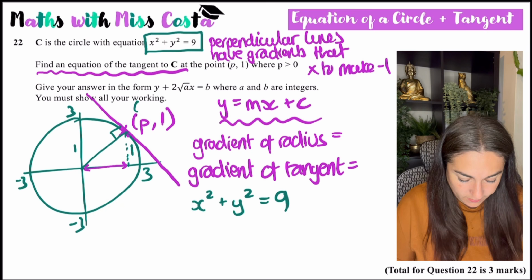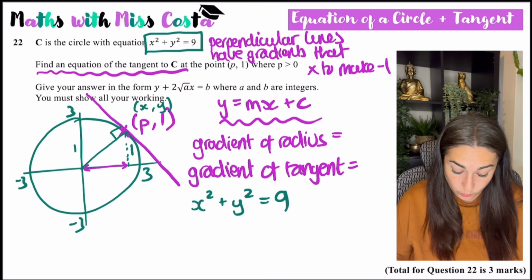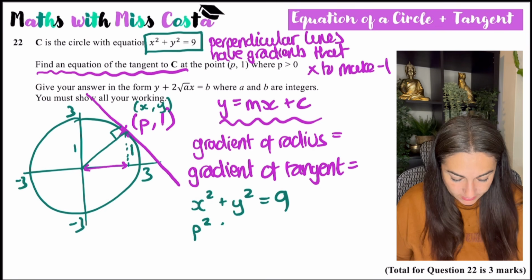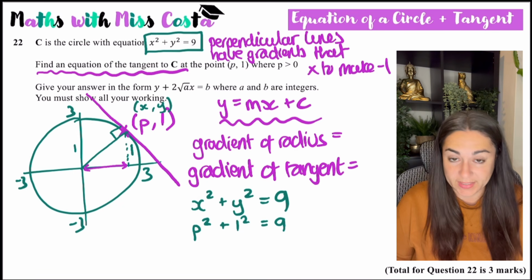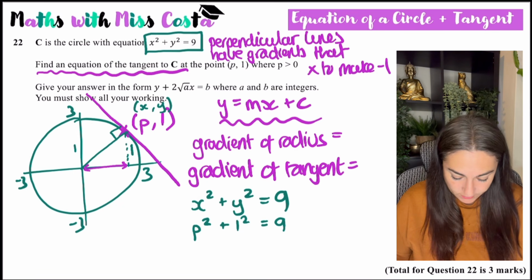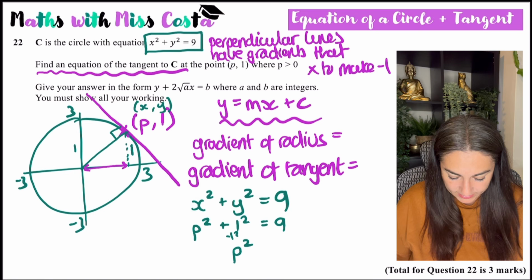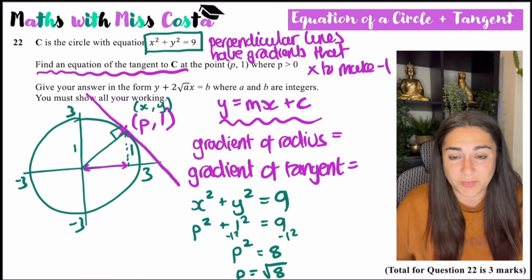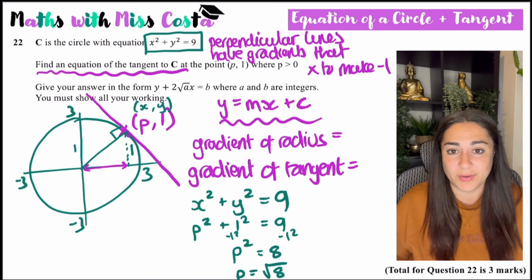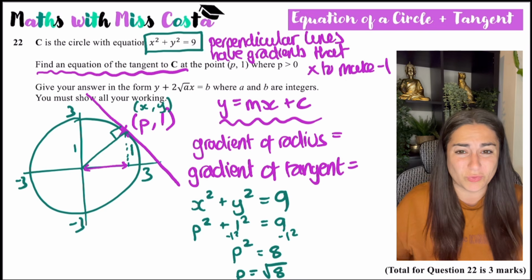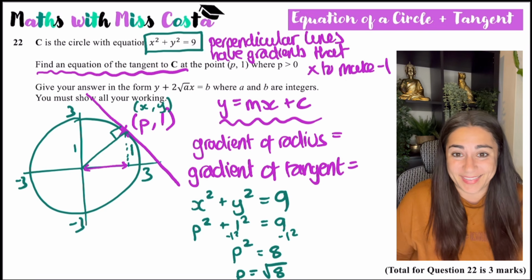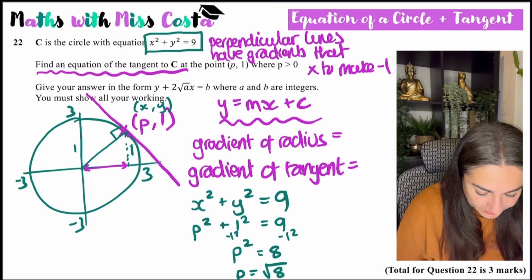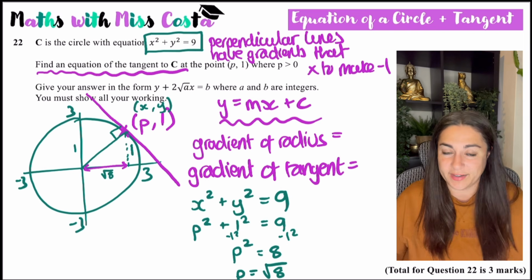Now here I know the x coordinate is P, so I could say P squared plus 1 squared equals 9. I've just substituted the y coordinate into the equation, so therefore P squared, if I take 1 squared away, which is just 1, P squared is 8, so therefore P must be the square root of 8. Again, this is one of the end questions on the exam, so don't be alarmed or surprised if you see surds. It doesn't mean you're wrong, it just means they've tried to make the question a little bit harder. So that means that the x coordinate is root 8.